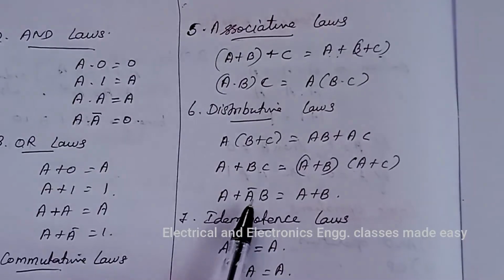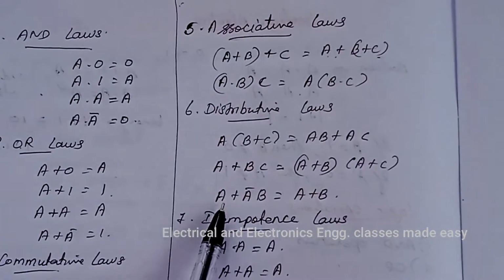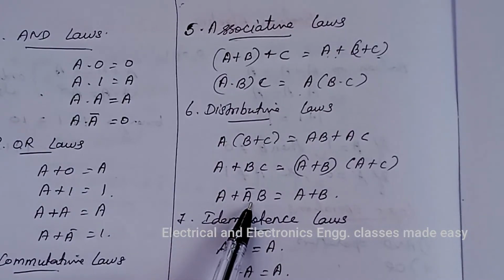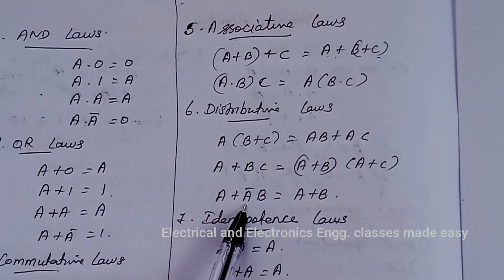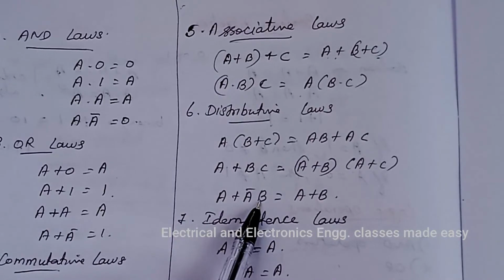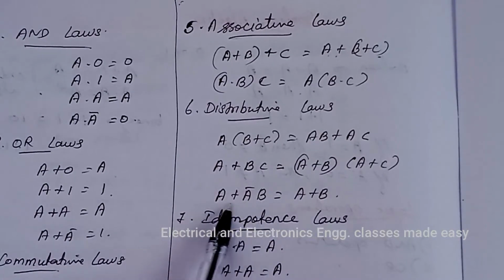Next is A plus A bar B equal to A plus B. This law states that ORing of a variable with the AND of the complement of that variable with another variable is equal to ORing of the two variables.